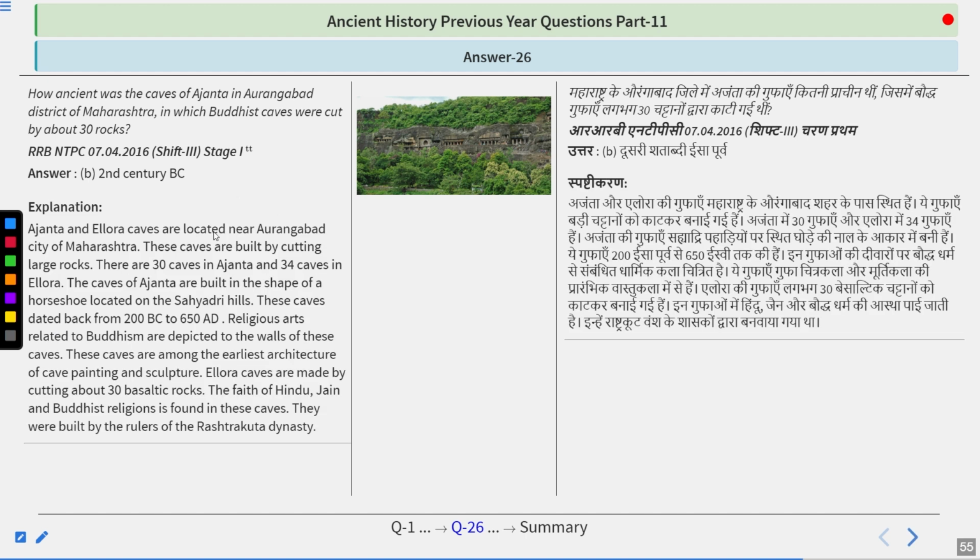So Ajanta and Ellora caves are located near Aurangabad city of Maharashtra. These caves are built by cutting large rocks. There are 30 caves in Ajanta, 34 caves in Ellora. The caves of Ajanta are built in the shape of a horseshoe located on the Sahyadri Hills. These caves dated back from 200 BC to 650 AD. Religious arts related to Buddhism are depicted on the walls of these caves. These caves are among the earliest architecture of cave paintings and sculpture. Ellora caves are made by cutting about 30 basaltic rocks. The faith of Hindu, Jain and Buddhist religion is found in these caves. They were built by the rulers of Rashtrakuta dynasty. So do remember the answer is 2nd century.